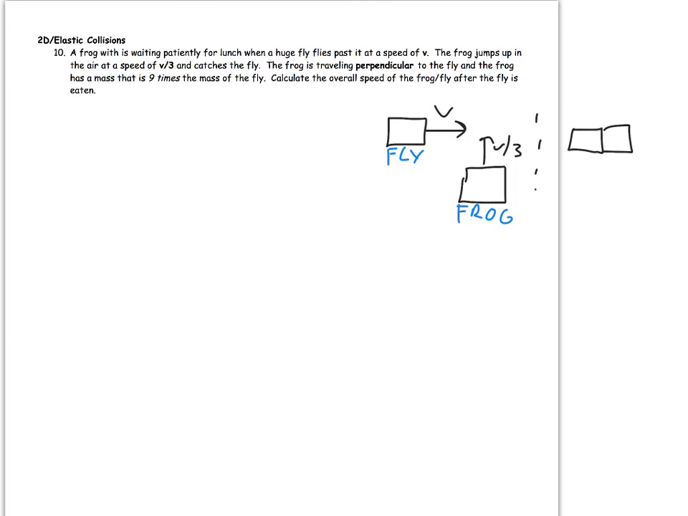We know that the frog has 9 times as much mass as the fly, so I'll say the frog is 9m and the fly is m. And then the two objects, the m and the 9m, are going to move off together at some speed, and that's what we're ultimately looking for.